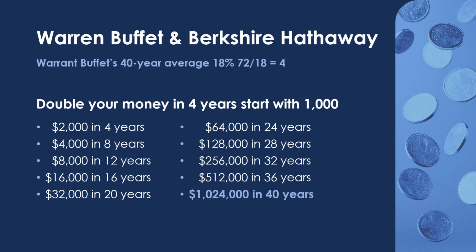Suppose you start with $1,000. 4 years later, it becomes $2,000. 4 years after that, $4,000. As you can see on the screen, the process continues, doubling approximately every 4 years. After 40 years, your original $1,000 has grown to more than $1 million. Buffett's 40-year average return of 18% is truly remarkable. It's no wonder that so many of his long-term investors became wealthy.